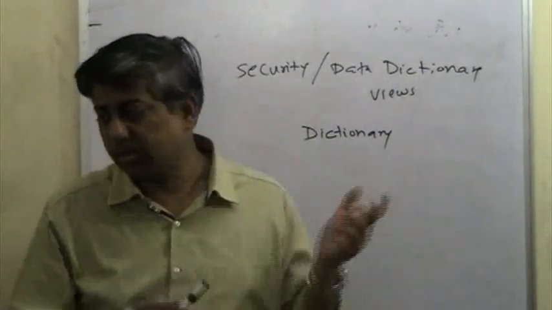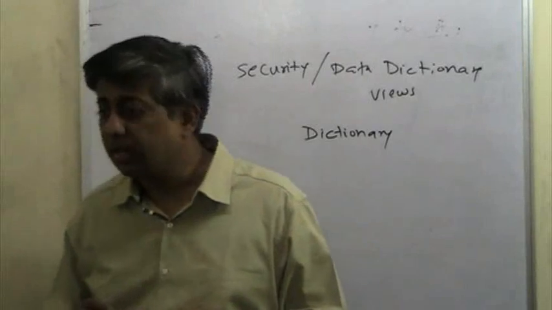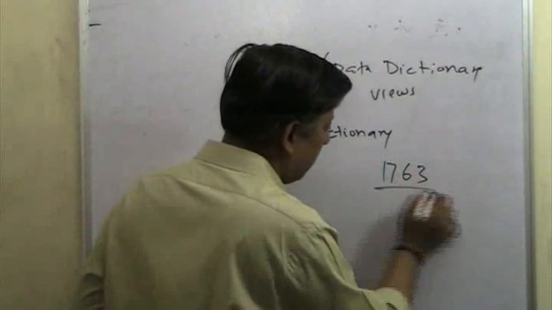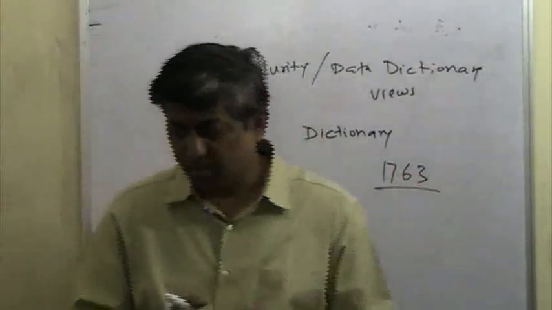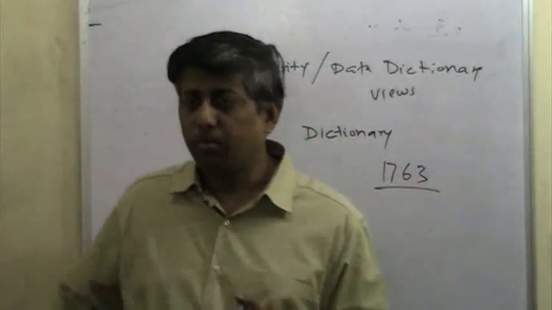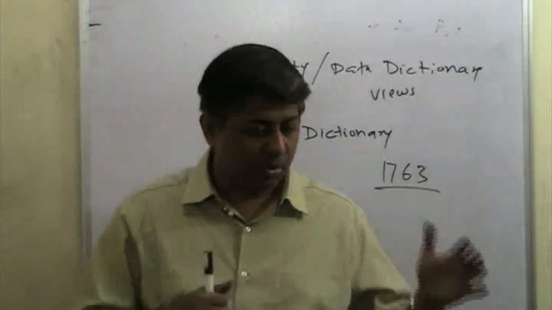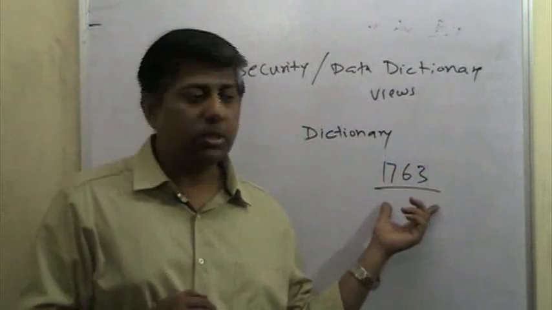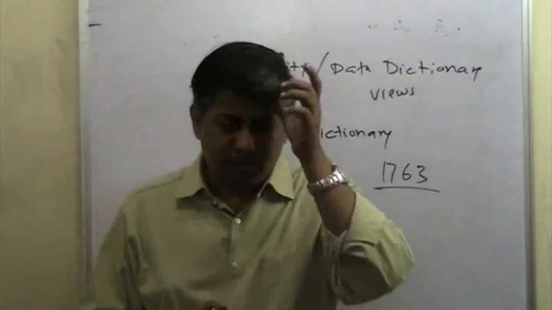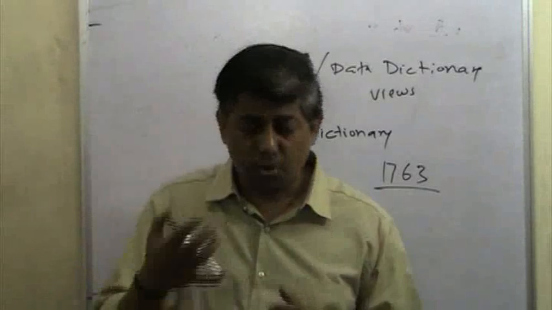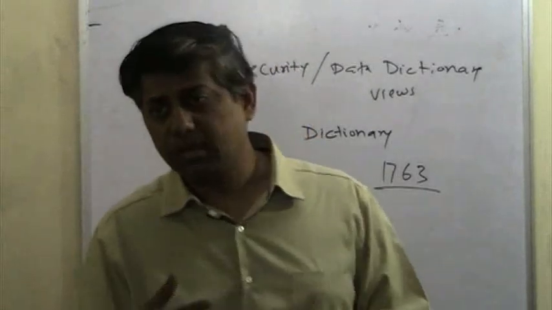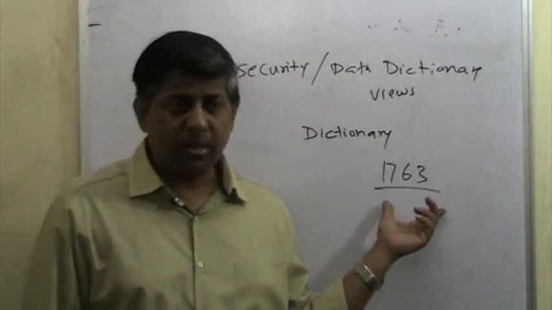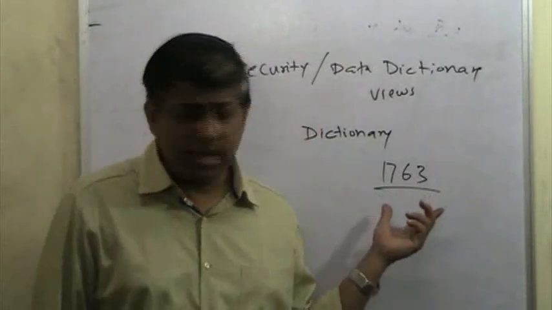Sir, select star from dictionary, 1763 views are there. 1763. Which version is this? By the way, the number of views will keep on increasing as you go from the lower version to the upper version. And also they will keep on increasing based on the options that you have installed. For example, if you have installed the OLTP option, OLAP option, and spatial context option, there are quite a few options during the installation process. Depending on what you have installed, the total number of views will be much more than this.